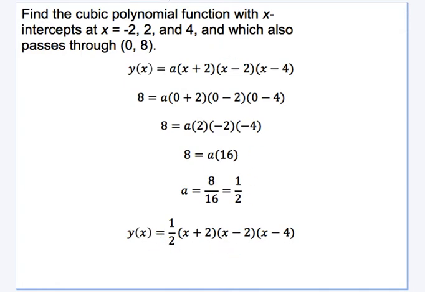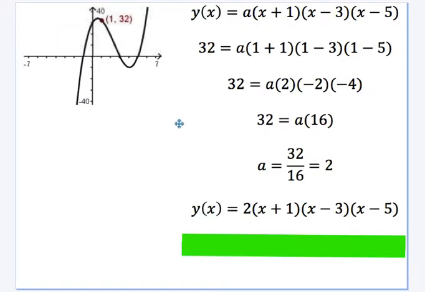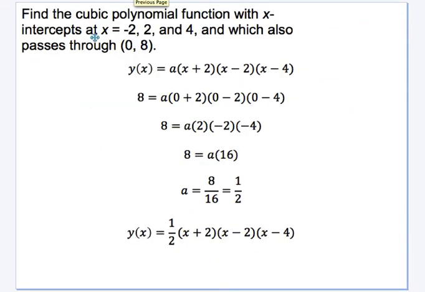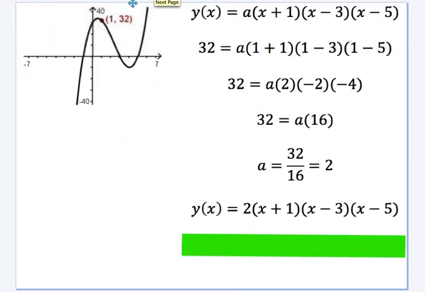Okay. Tomorrow when you come into class, you're going to have some problems. You'll have two problems like these where it'll just be word form. They'll tell you where the x-intercepts are and you have to set up the factors. You're also going to have, I think, three problems like this where you just have a graph and you have points along the way.